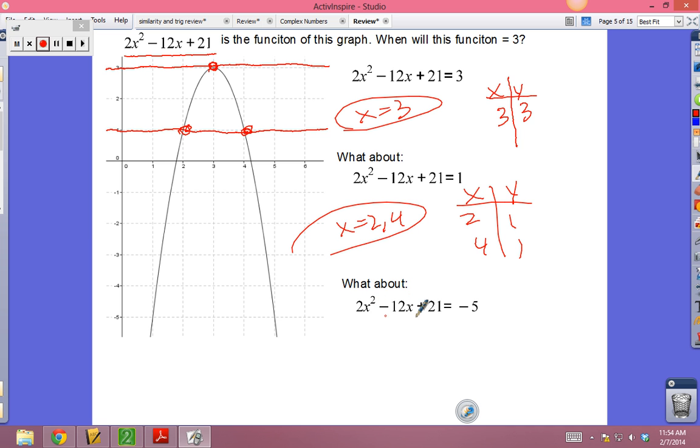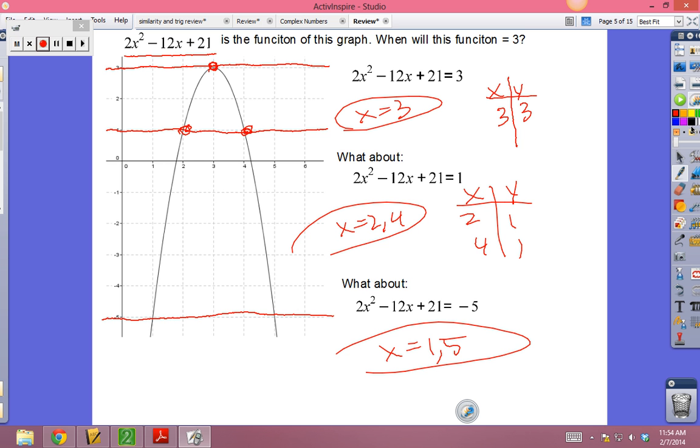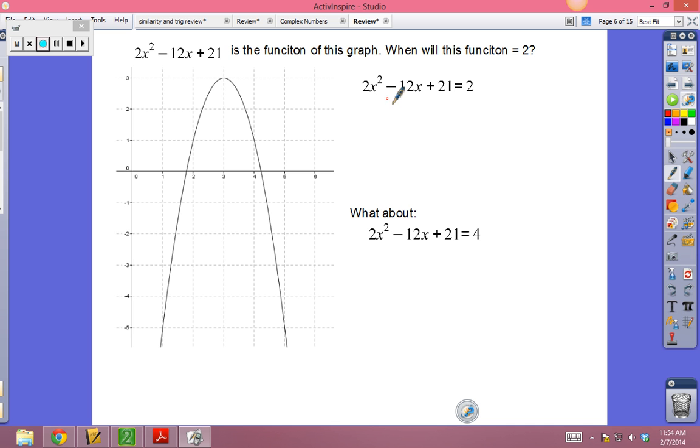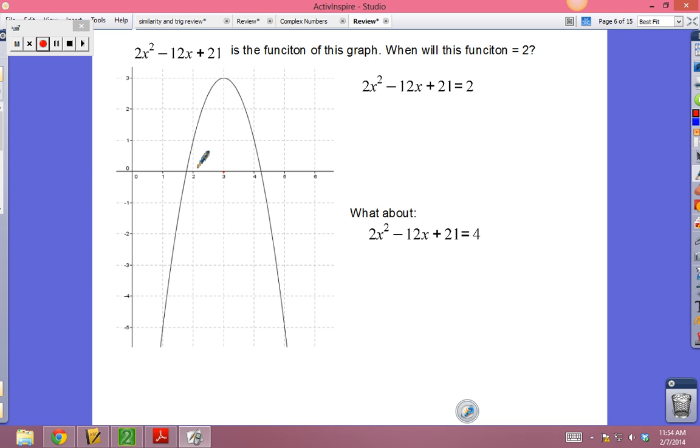This question, when is this function going to equal a negative 5? So come down here to negative 5, and x is going to be 1 or 5. So if you're looking at a picture, it's easy. But now the next two questions, when is this function going to give you a 2? So come up to level 2. What do you know about these numbers? There's some kind of decimal. They're not whole numbers, because it happens somewhere between 2 and 3 and somewhere between 3 and 4. Some decimal.